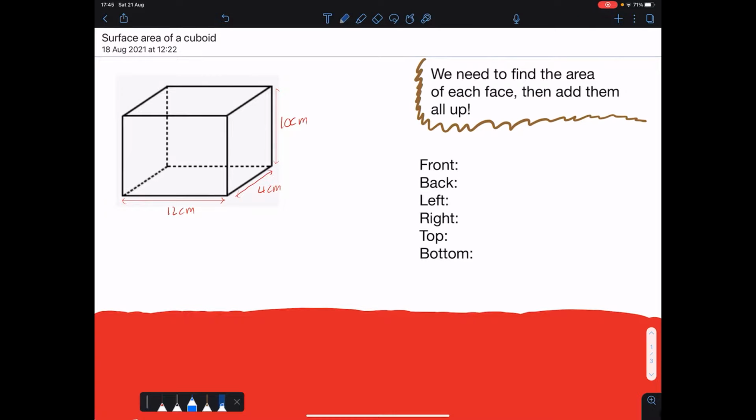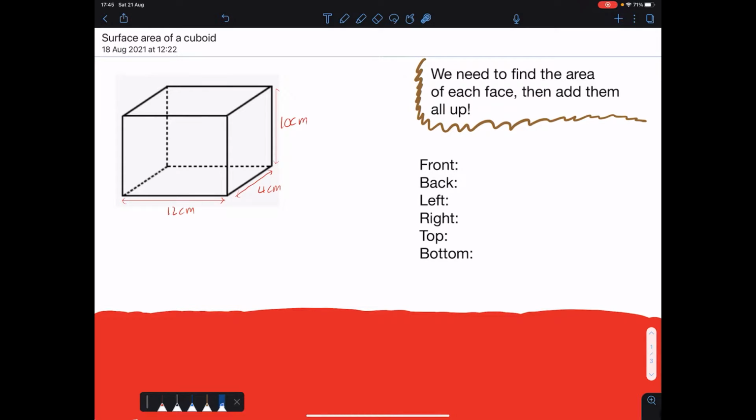Hello and welcome to this lesson on finding the surface area of a cuboid. In short, to find the surface area of a cuboid, we need to find the area of each face of the cuboid and then add these all up, and this will give us the surface area of the cuboid.